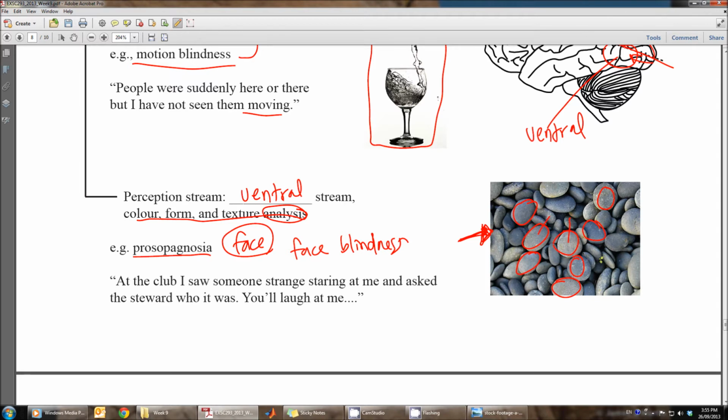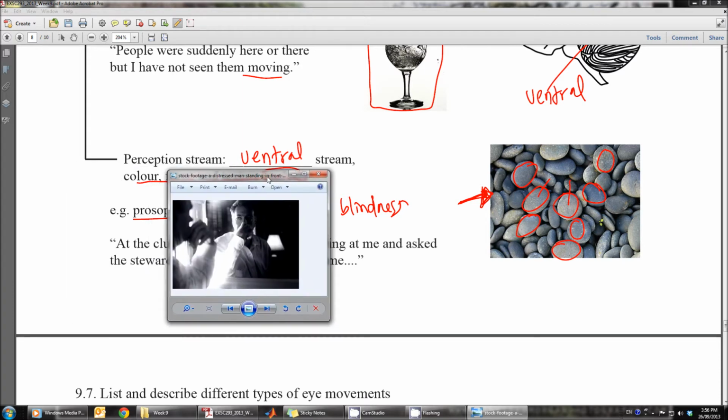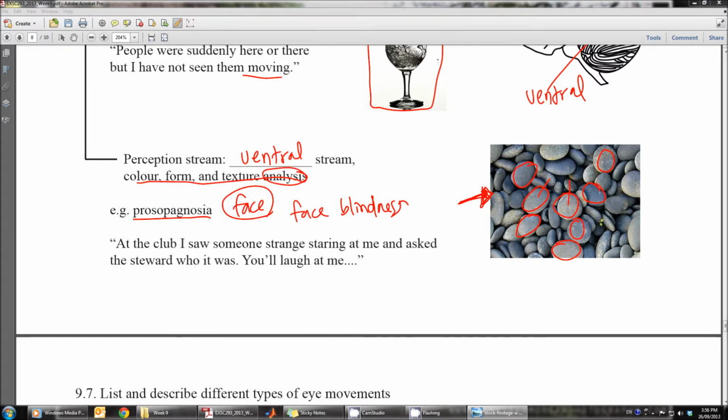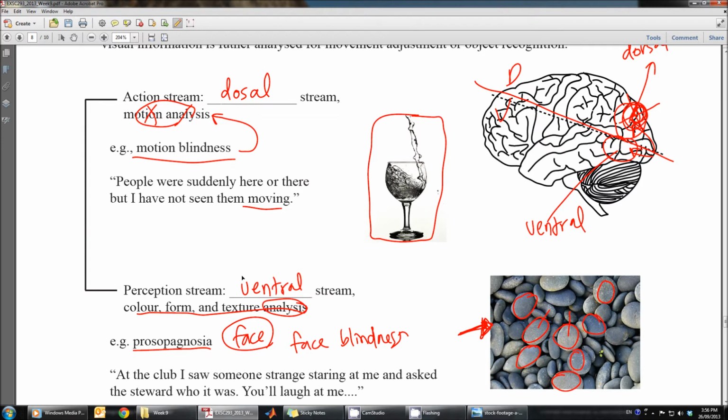And another stark example of this is a patient who reported: at the club I saw someone strange staring at me. So he asked the staff who it was, and it was actually himself in the mirror. So he was looking at himself in the mirror, but he didn't recognize his face, and he thought it was some other person staring at him. So this is a stark example of face blindness. And those are the two major functions of the visual association area.